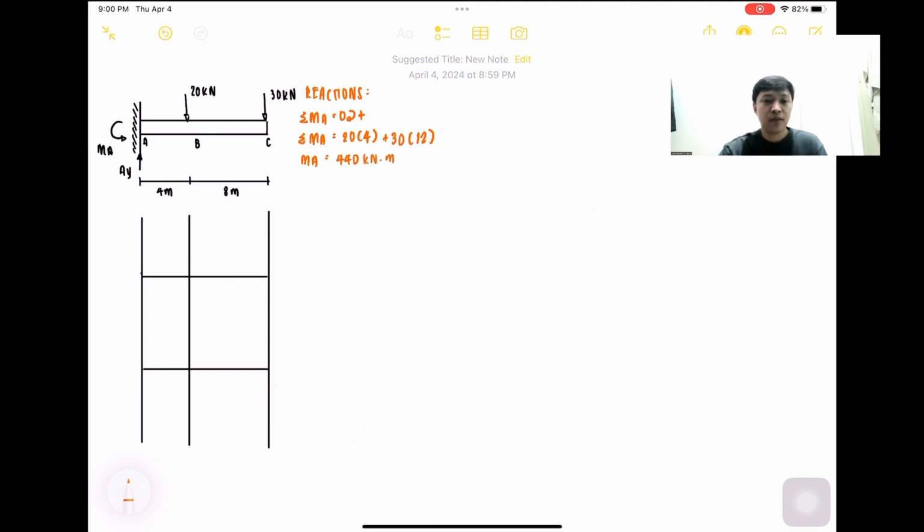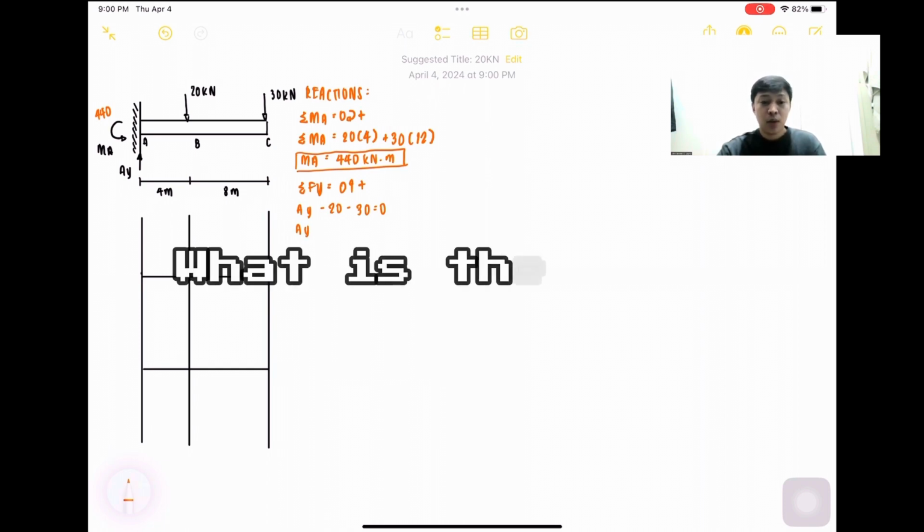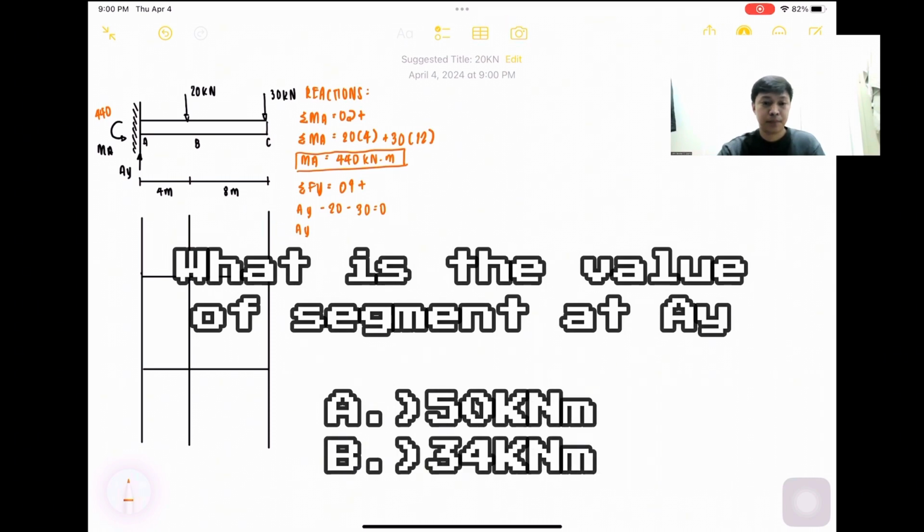Next, kunin naman natin ang value ng segment AY. AY minus, and bakit siya minus? Kasi yung arrow na naka-point ay pa-downward, then 20 minus 30 is equals to 0. Then makuha mo na yung value at segment A. Now, what is the value of segment at A? A. 50 kN meter. B. 34 kN meter. The answer is A, which is 50 kN meter.